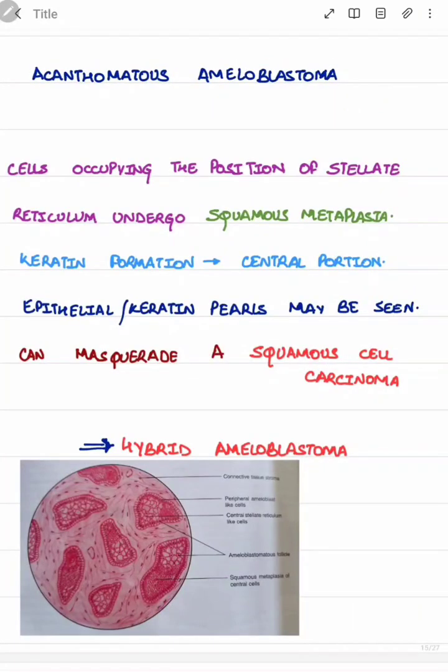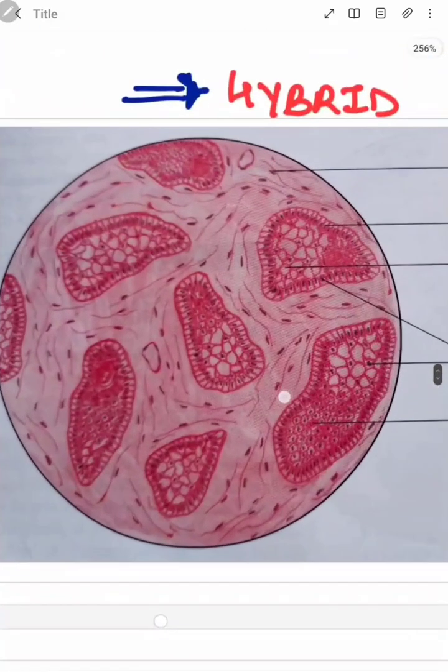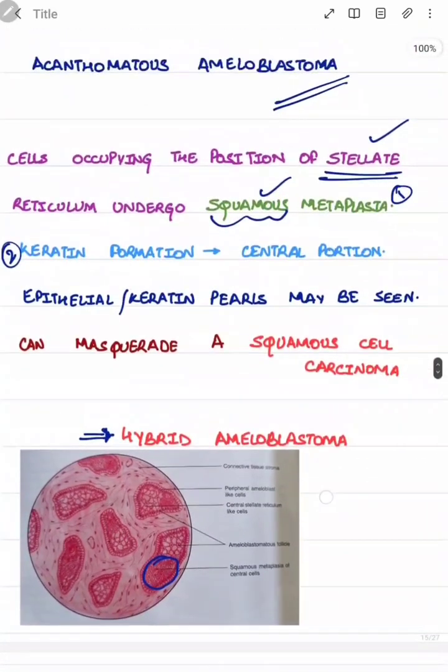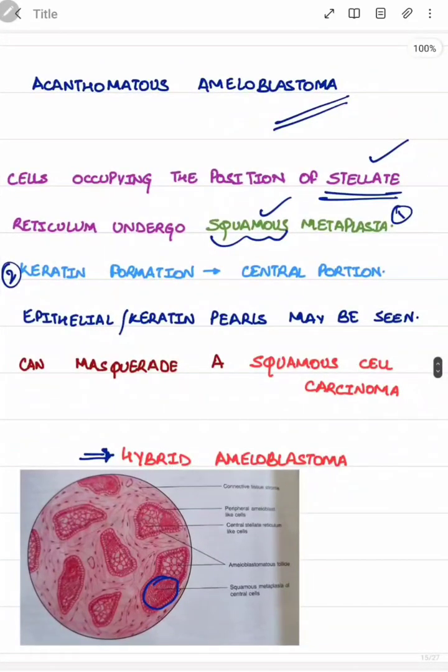Now the next histological type is acanthomatous ameloblastoma. So there are 2 points that you need to keep in mind. First one is squamous metaplasia and the second one is keratin formation. So the central cells which were of stellate shaped now have transformed into squamous cells. So here in this picture you can see squamous cells present in the center of the follicle. So basically the follicular type of ameloblastoma has converted into acanthomatous type. So here you can see squamous metaplasia and some of them will show keratin formation in their central part also.